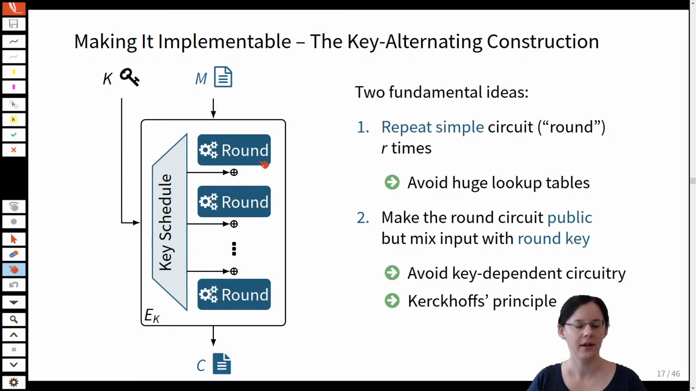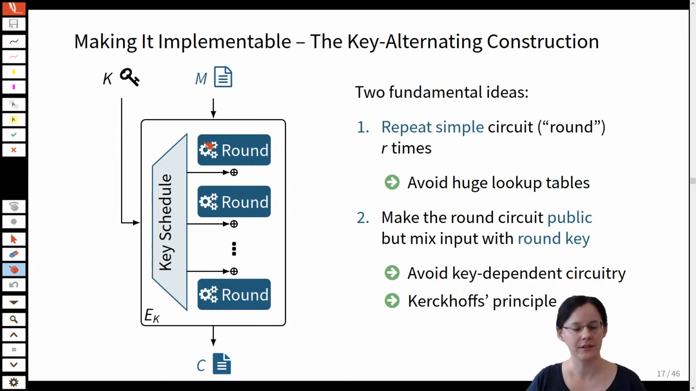So first we have the circuit here, which is publicly known, independent of the key. We execute it, then we XOR the key to the output. Then we run the round again, XOR the key to the output, and so on, until the final round. And typically we also add it in the beginning and at the very end.